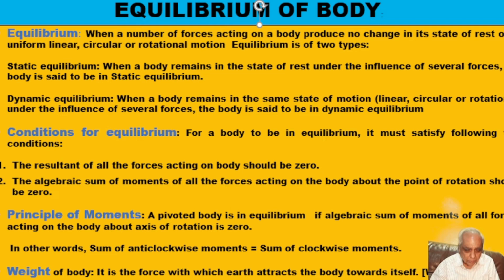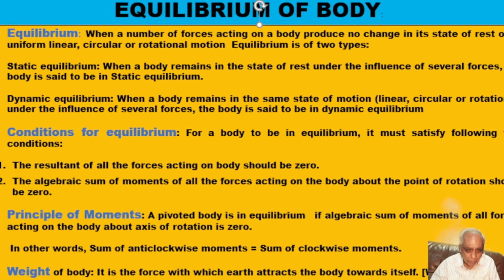So there are two conditions that should be met for a body to attain dynamic equilibrium. First is, resultant of all the forces acting on the body should be zero, so that the body will not move in a straight line. Second, algebraic sum of moments of all forces acting on the body about the point of rotation should be zero, otherwise the body may rotate. Is it all right? So these are the conditions to be fulfilled for a body to be in equilibrium.